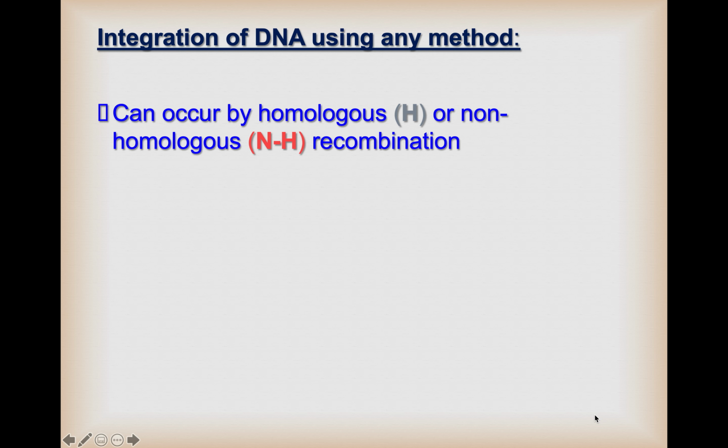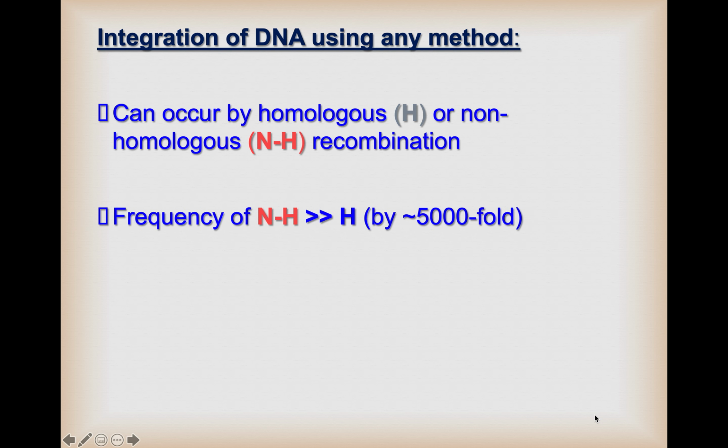Now, I'm not going to explain more on the differences between them. Probably I'll find a link and put a video up in e-learning for you to look at in case you have forgotten. You learned about homologous and non-homologous recombination in cell molecular biology in your first year. The frequency of non-homologous recombination actually precedes homologous by about 5,000-fold.